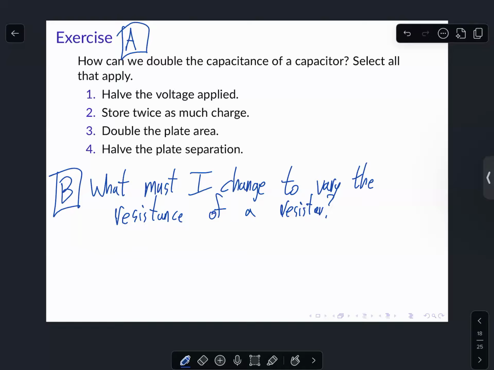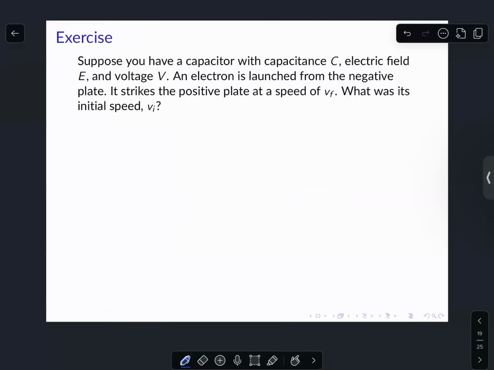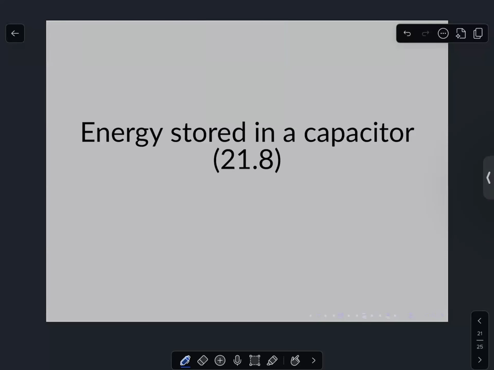Big surprise. You have to change the inductor to change the inductance. Same way for voltage across the resistor, same way for voltage across the capacitor. I'm sorry, same thing for the resistance of a resistor, for the capacitance of a capacitor. Okay, I'm going to come back to this one. This one involved algebra, and symbols are hard. Let's talk about energy stored in the capacitor.